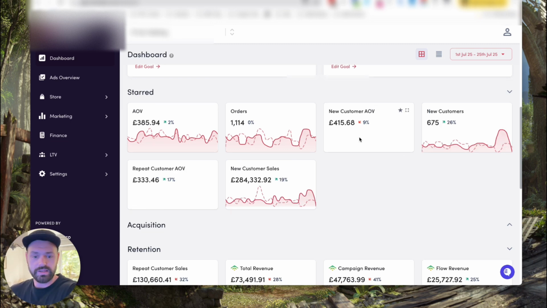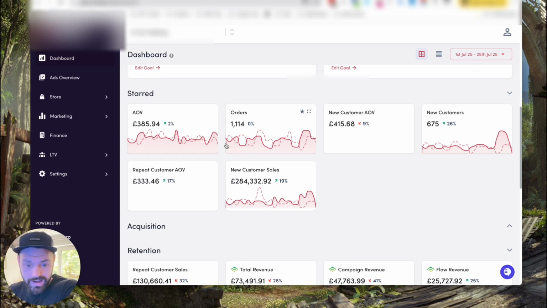So what can we see? On the business, for the 1st of July to the 25th of July versus the 1st of June to the 25th of June, we have seen orders are flat. That's interesting to know. I don't really expect that to be any different, because our marketing spend is pretty much the same month on month.